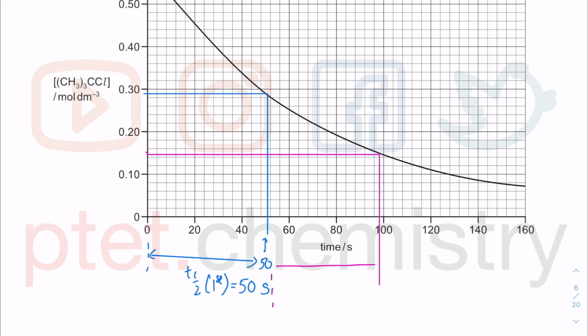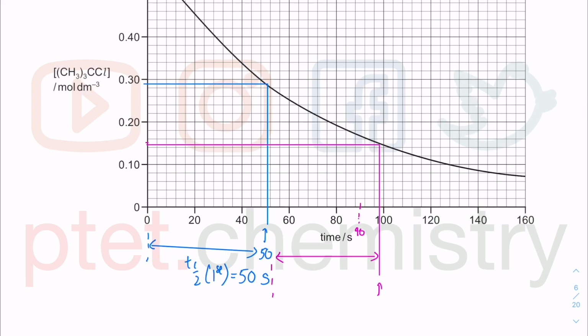The second half-life is the time taken for this blue concentration to fall to half its value. So the time taken is from here, from 50 to 90. How am I going to read this actually? If that is 90, then there's 92, 94, 96, 98. So there's 98 seconds. But of course, the second half-life is going to be 98 minus 50, because it's not all the way from 0. It's from this blue mark here. So 98 minus 50, I get 48 seconds.